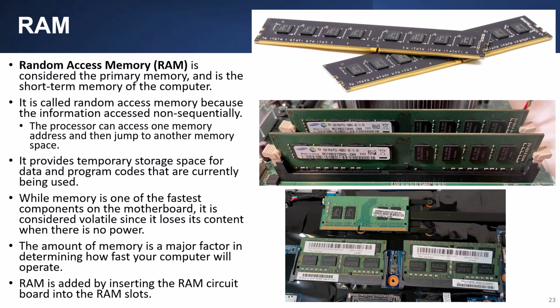The amount of memory is a major factor in determining how fast your computer will operate. RAM is added by inserting the RAM circuit board into the RAM slots. Latches on the two sides will release the memory chip and lock the RAM chips into place. The memory chips usually have one or two notches to make sure the correct RAM chip is inserted into the memory socket. If the notches do not line up properly, the RAM chip is not made for the specific motherboard you are using.